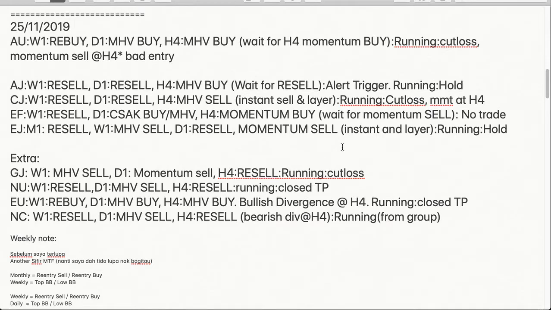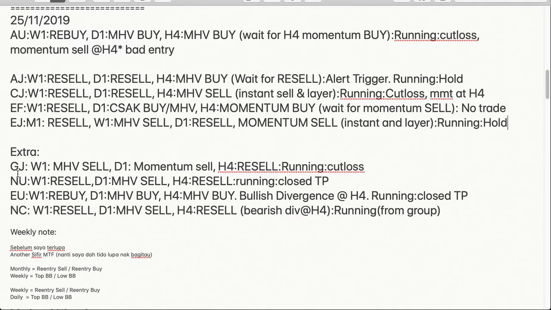Okay, the fourth signal that we have from the group was GBP JPY. This one was momentum sell. However, we see the momentum buy on H4, so we cut loss this one. Another signal was NU, a re-entry sell. We have managed to take some profit from this trade. EU is re-entry buy on weekly. We have closed this trade, okay. And then the next one was NZD CAD. NZD CAD is currently still running. This trade is still running.